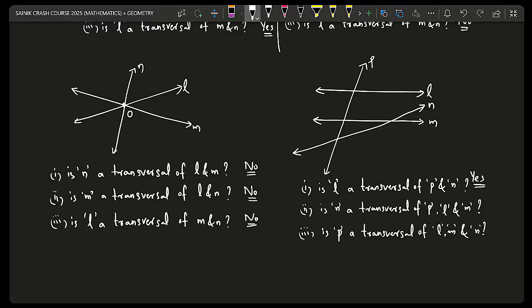And what about the second one? Sanvi, read the second question. N is a transversal of P, L, and M. Sir, the answer is yes. Yes, the answer is yes, because it is going to intersect all of them at different points, right? Yes, sir. And Rishika, read the third question.